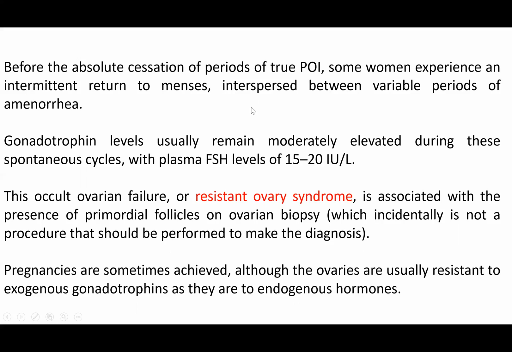Another syndrome is quite interesting, which is known as the resistant ovary syndrome. The patient may have periods of amenorrhea with the sudden occurrence of cycles every several months, once per year, and still her FSH level is high. It could be due to a spontaneous ovulation, and sometimes they may even achieve a pregnancy during this period, usually in the late 30s or early 40s.